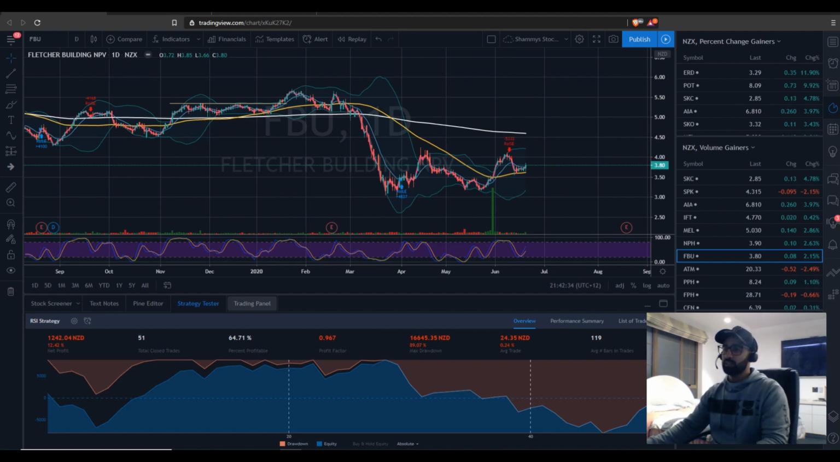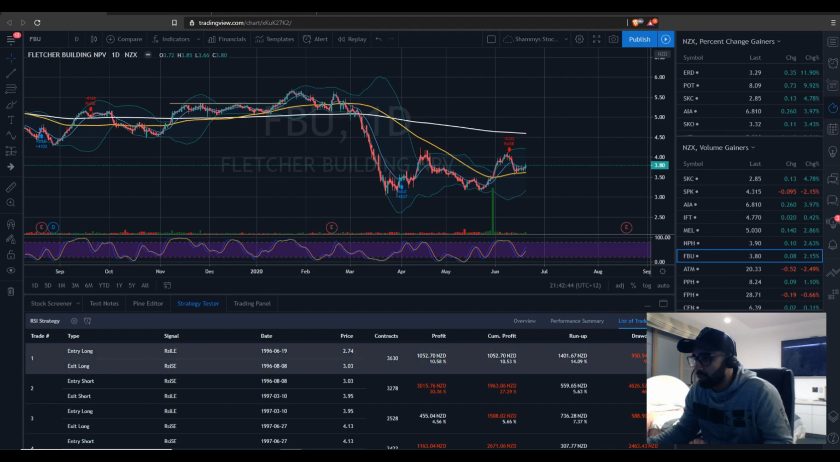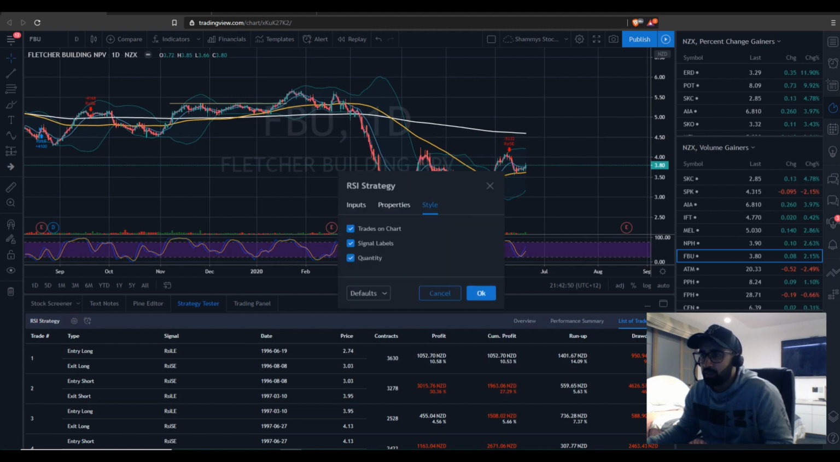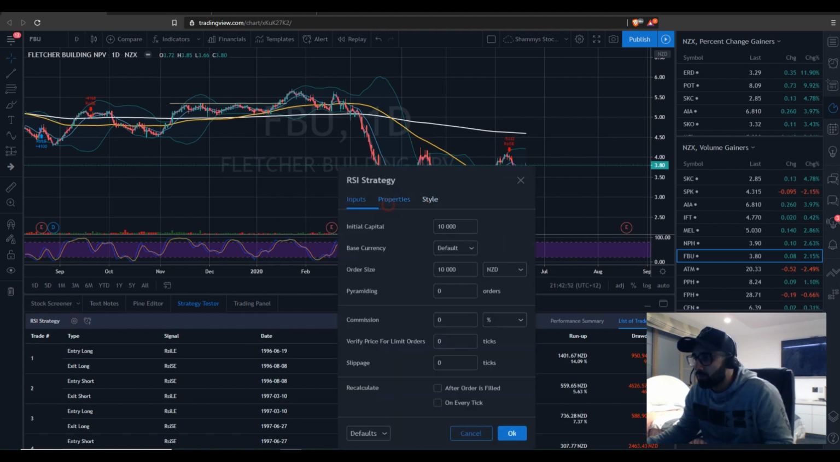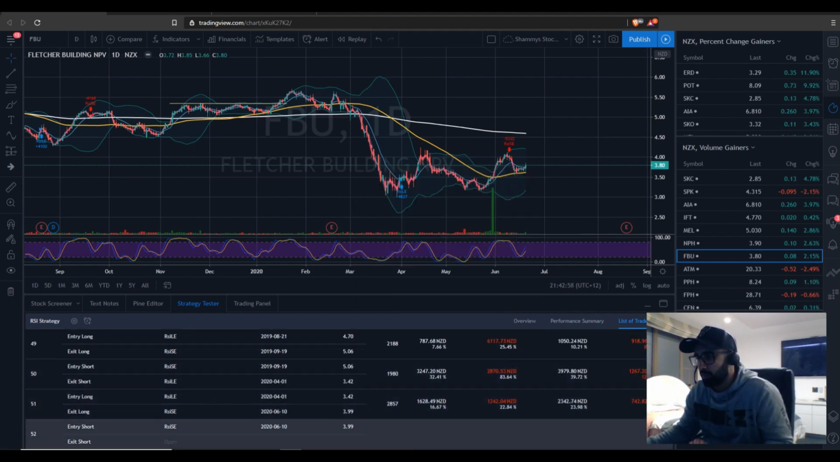But the thing is, these strategies sometimes go short and long, and we only want to go long because we can't short. Here's a list of trades, but this backdates all the way to like 1996. I don't know how to change all that, but like I say, I don't really do this type of stuff. I just stick to my physical sort of thing.